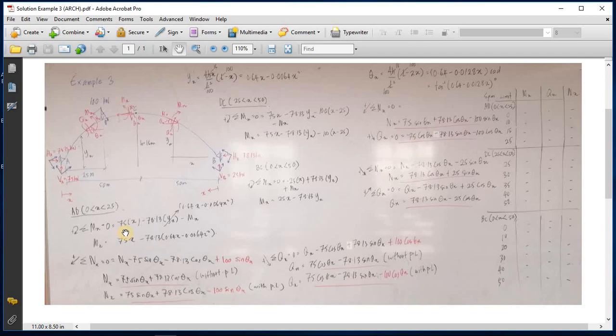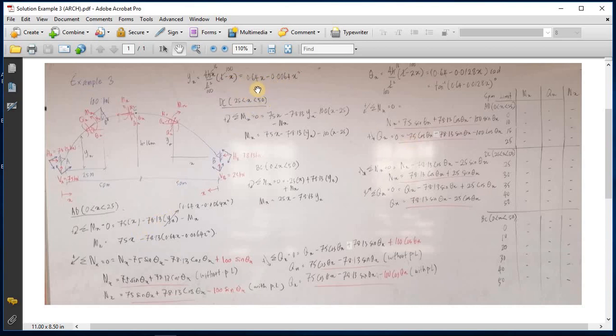So you can see that this 75 reaction is multiplied with x, meanwhile the horizontal reaction here is multiplied by y, which is the rise y in the arch. This y we have defined in this equation, based on the y equation. So we substitute the values of h and L and simplify this, and we get y in terms of x, which is 0.64x minus 0.0064x squared.